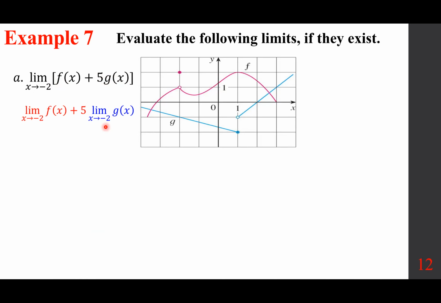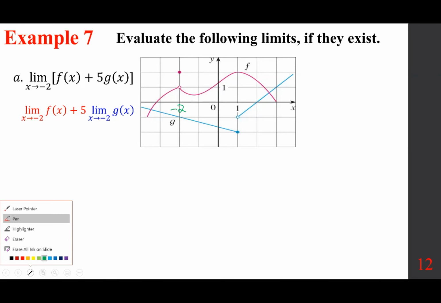So what is this equal to? We go to the red graph. x is approaching -2, so locate -2 here. From the left of -2, we're moving towards this hole. From the right side of -2, we're moving towards the same hole. And this hole has a y coordinate, which is 1.